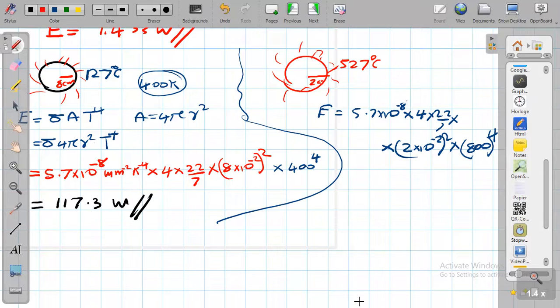It's 800 to the power. Ironically, I am getting a different answer: 117.35, here 35 as well. What? So what is the ratio?